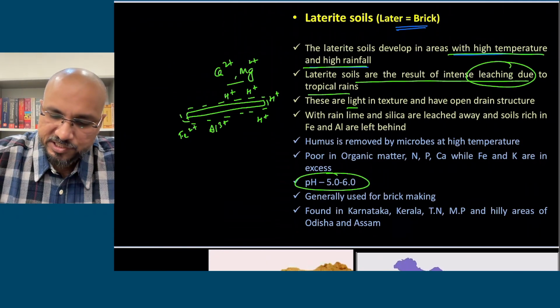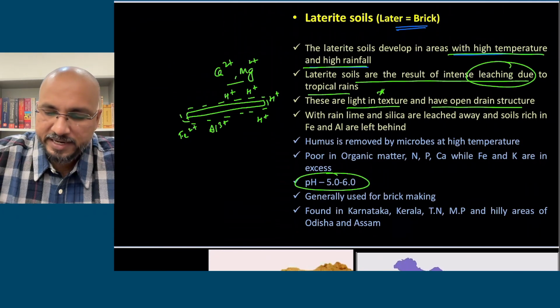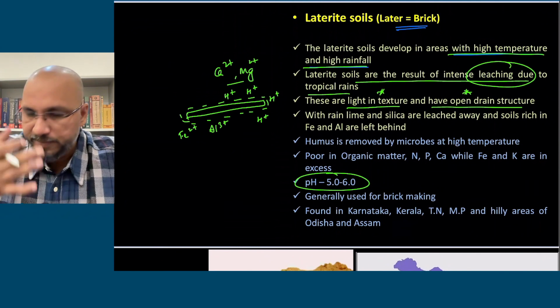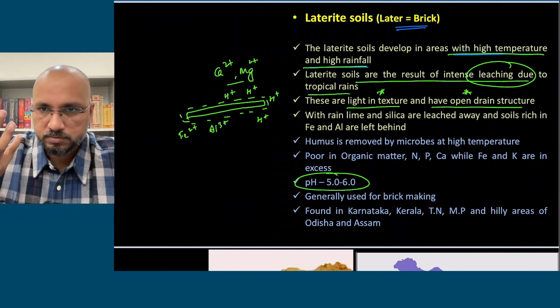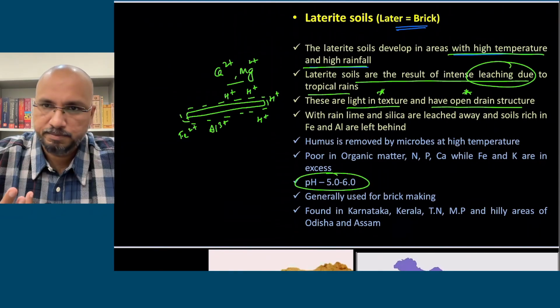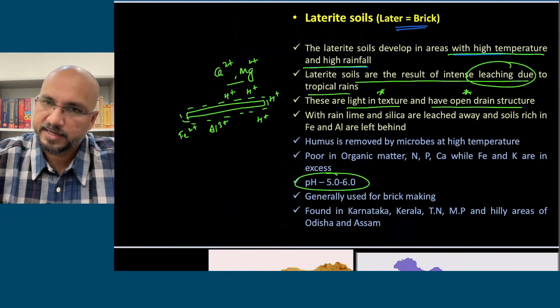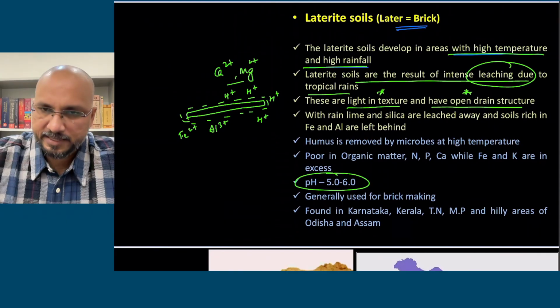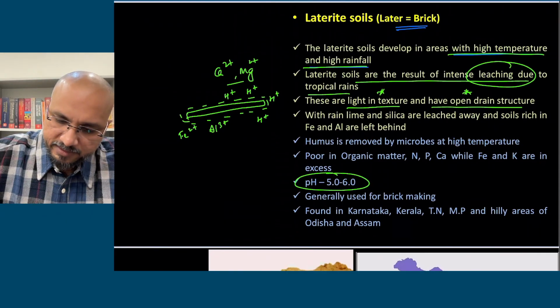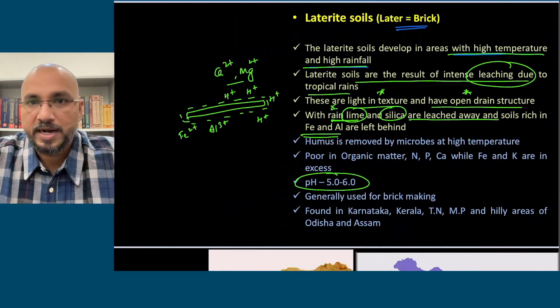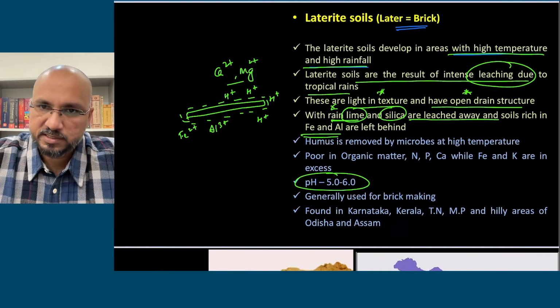So they have light texture and they have open drain structure. So easily तुम्हारा minerals जो हैं they will be easily drained out, क्योंकि water तुम्हारा जो receive हो रहा है through rainfall, it will dissolve all the bases and it is well drained soils हैं, यानी वहां पर पानी easily percolate करता है soil के अंदर, water can easily move through the soil and it will remove most of the soluble material. So with rain, क्योंकि heavy rain है तो lime, silica, they are easily leached away, and more resistant and less soluble minerals, so iron and aluminum oxides which are less soluble and more resistant, they will remain.